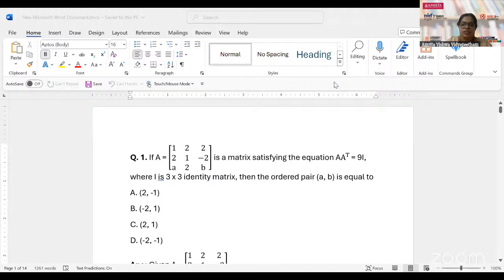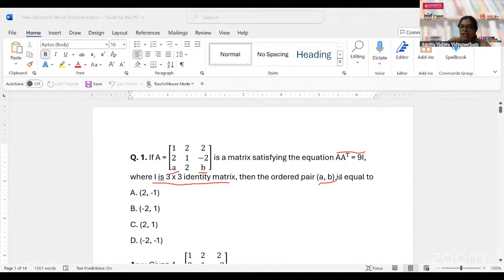The first question is: the matrix A is given as a 3 by 3 one. It's 1, 2, 2; 2, 1, minus 2; a, 2, b. So there are two unknowns already, a and b. They have given that it satisfies the equation A into A transpose is equal to 9I. That's the identity matrix, and they have also given clearly that I is also a 3 by 3 matrix. Now you need to find the values of a and b. Very simple type of question that comes in the chapter matrices and determinants.